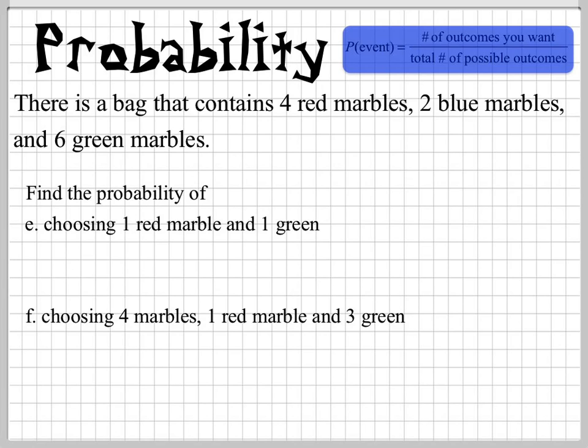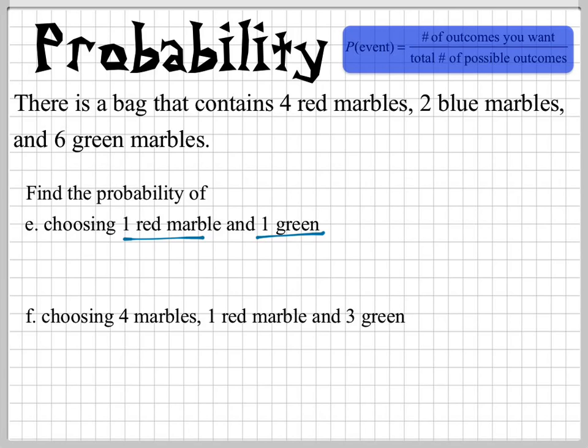Nobody? Okay, never mind. All right, so we're choosing one red marble and one green marble. You guys will know where that's from? All right, never mind.